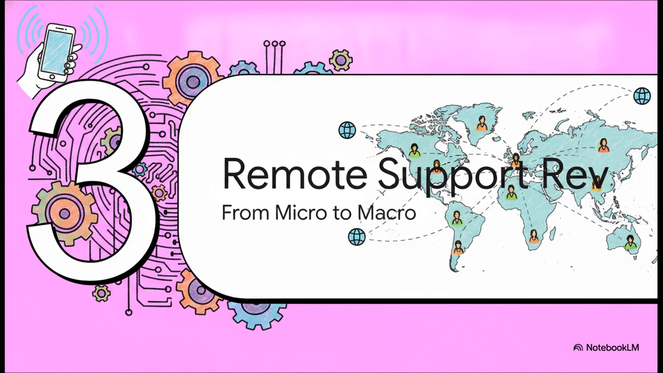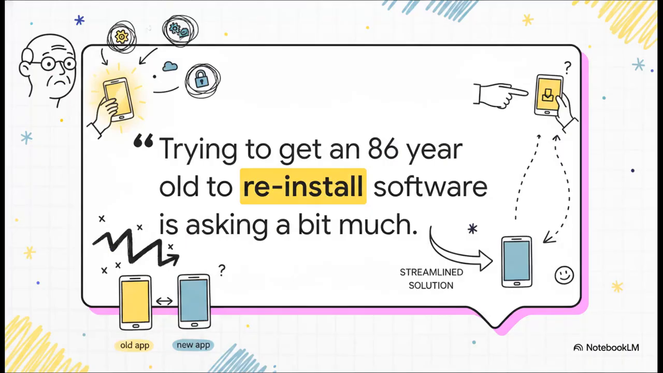All right, moving on to section 3, the remote support revolution, from micro to macro. Now that we know how to master the device right in our hand, how do we take that exact same software mindset and use it to help other people? We're taking our skills from the micro level in front of us to the macro level, literally helping someone across the globe. But look, we have to be realistic about the friction here. Just listen to this incredibly relatable app review from a user named Steve. He says, trying to get an 86-year-old to install new software and set permissions is asking a bit much.